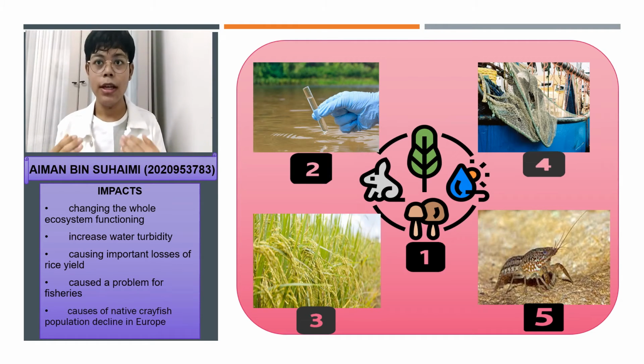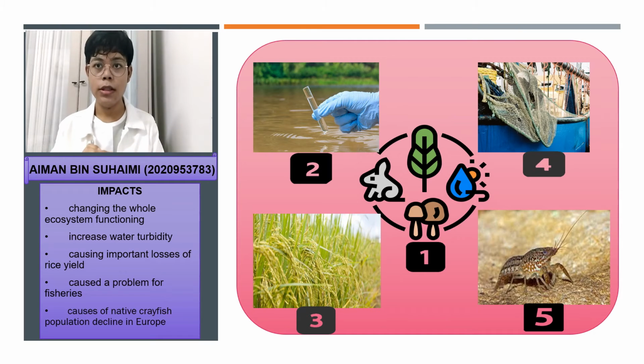In every action, there are always consequences. The same goes for this case, where the first impact that we can see is the changing of the whole ecosystem function. Because this animal is very durable, can live everywhere, and eats almost every small living marine life, it will ruin the whole ecosystem.